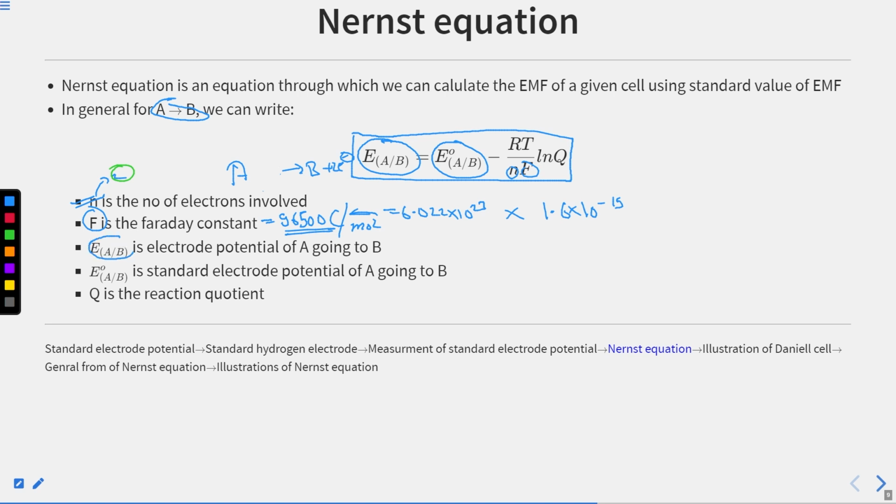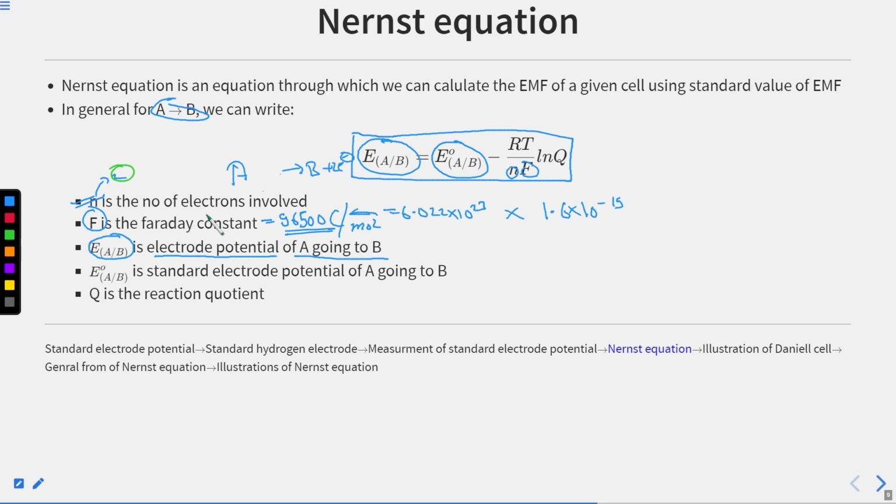Now what is this EAB? It is simply the electrode potential of A going to B. So whatever will be the electrode potential for A going to B will be our electrode potential of EAB. Now if we are considering this EAB as our EMF, then we have to use the standard electrode potential for A going to B to calculate it. So this is the thing we are calculating.